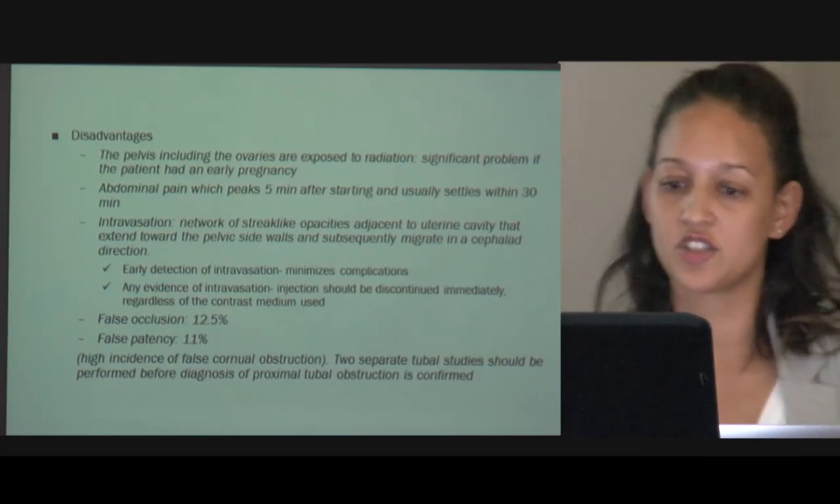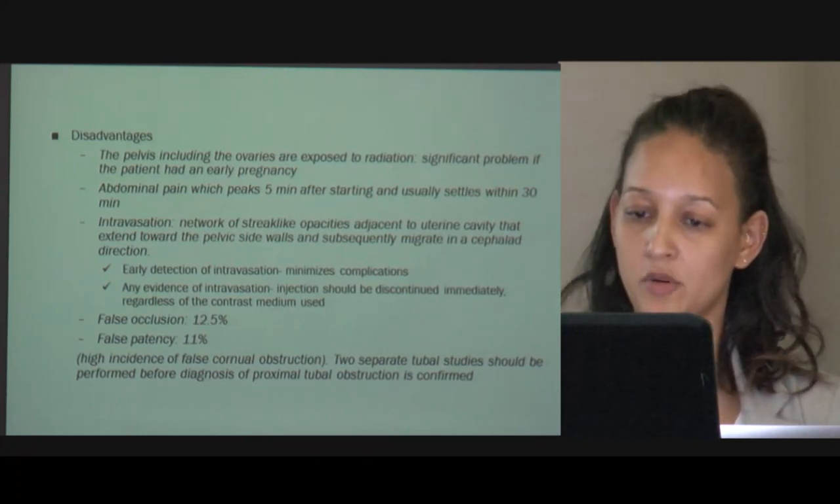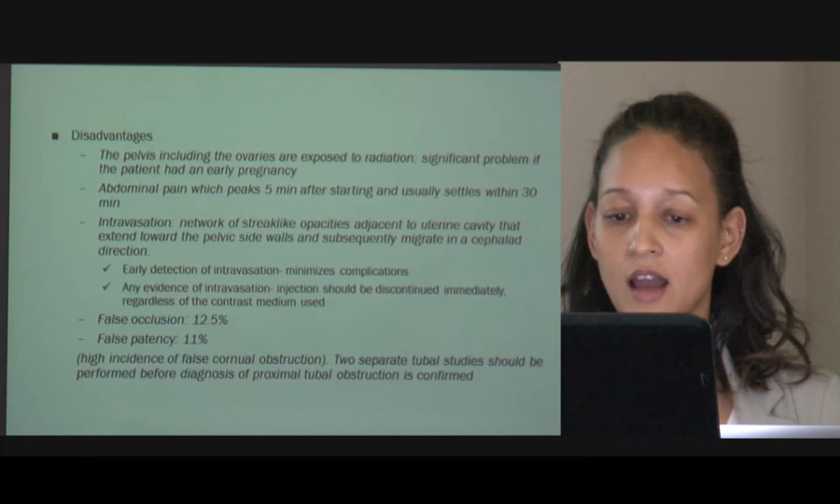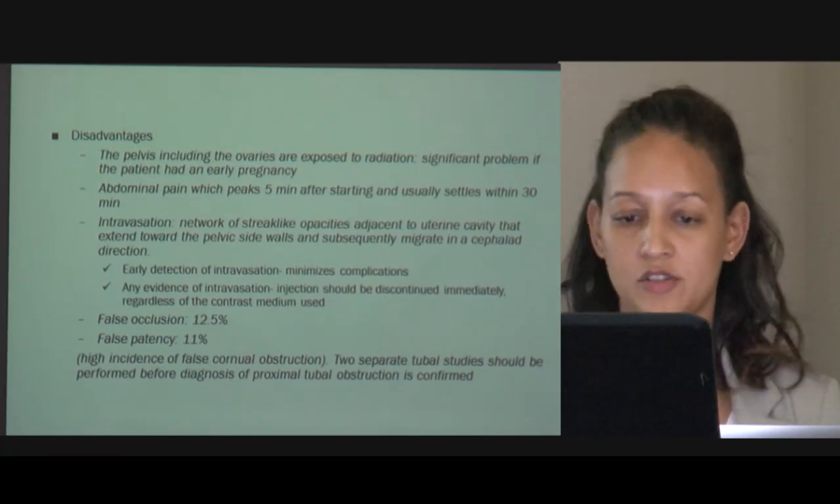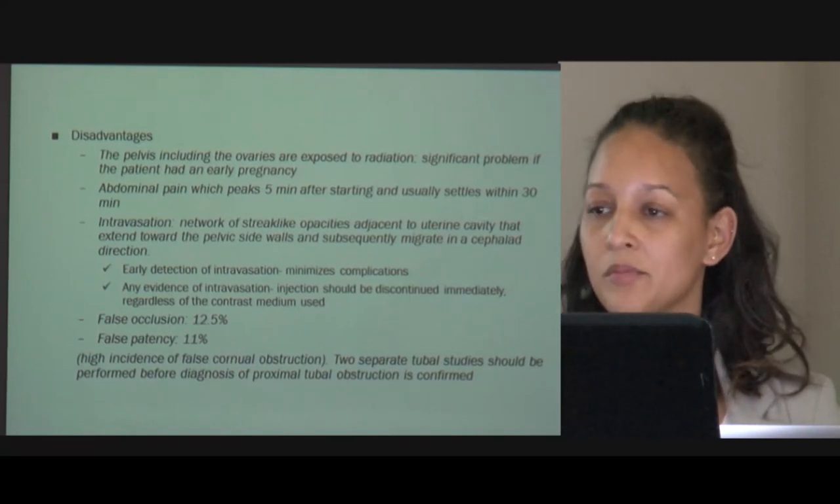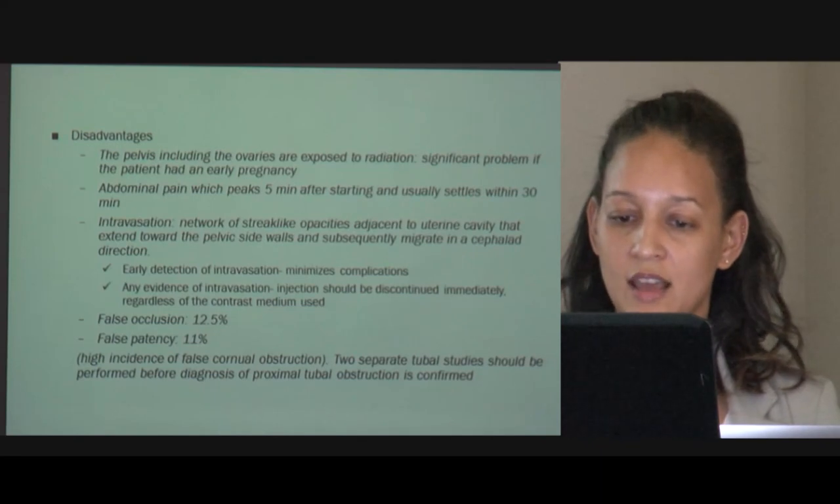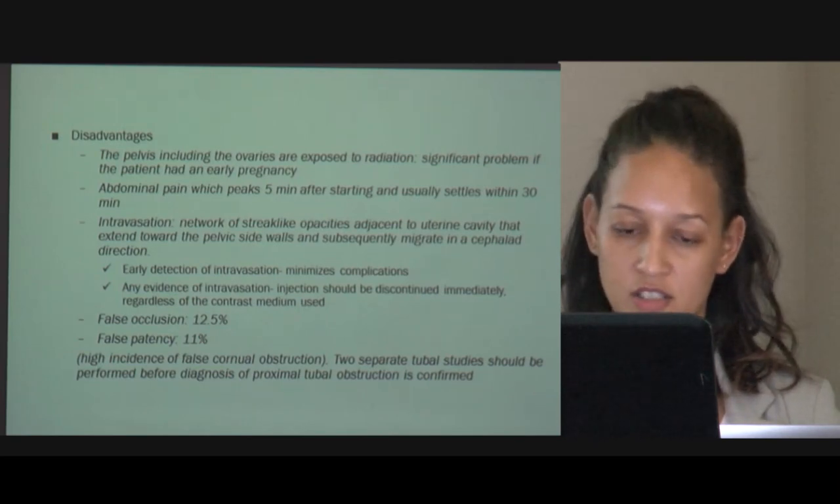Disadvantages of HSG: the pelvis is exposed to radiation, which can be a significant problem in pregnancy. It causes abdominal pain, which peaks at 5 minutes. You have a risk of intravasation, and obviously, early detection minimizes complications. Any evidence of intravasation should lead to immediate discontinuation of HSG.